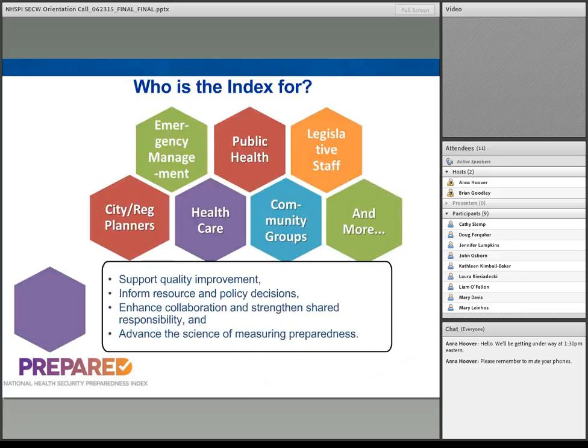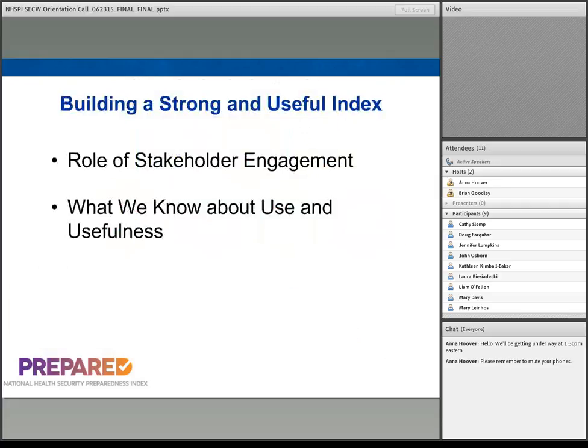We are down to 5 minutes, so I'm going to power through this really quickly. This is a slide about who the index is for. You can see some of the early major target audiences were emergency management, public health, legislative staff, community groups, healthcare, city and regulatory planners, and more. And in that "more," what we're thinking about now are folks in business and folks leading consortia, those kinds of groups. Building a strong and useful index.